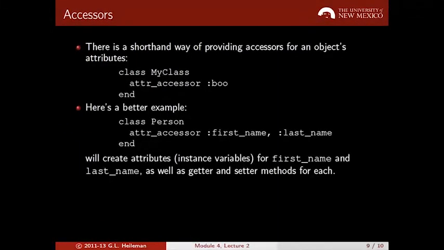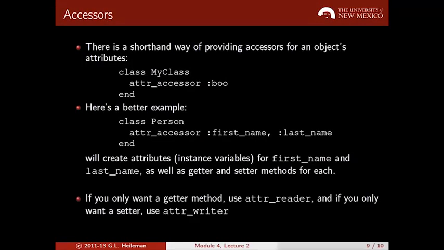Here's a better example. Let's say I have a class called person, and that person has an attribute of a first name and a last name. If I just use attribute accessor first name, last name, those instance variables are automatically created as well as the getter and setter methods. If you only need a getter, sometimes you want to control access. You only want someone to be able to read an instance variable but not change it, then you use attribute reader. And if you only want a setter method, attribute writer.